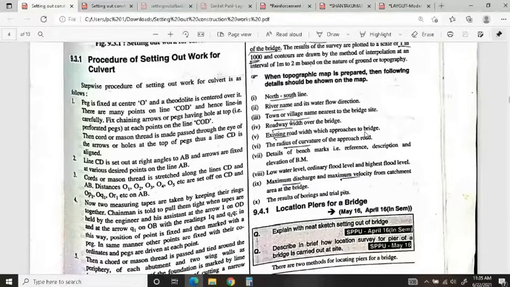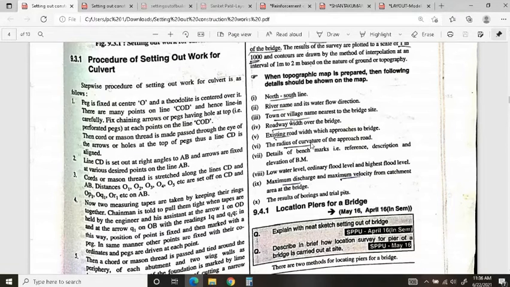Say that you want to construct a bridge. The road connecting to that bridge may be a national highway. We should know the width of the national highway. Otherwise, if it is a state highway, we should know the width of the state highway, or any village road. We should know the width of that one, and the radius of curvature.